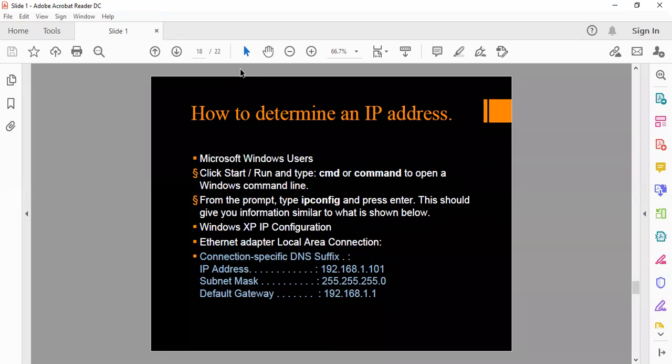And next we will study classless inter-domain IP addressing. These are classful IP addressing, and next we will study classless IP addressing. I will explain a little here: what is the difference between classful IP addressing and classless IP addressing?